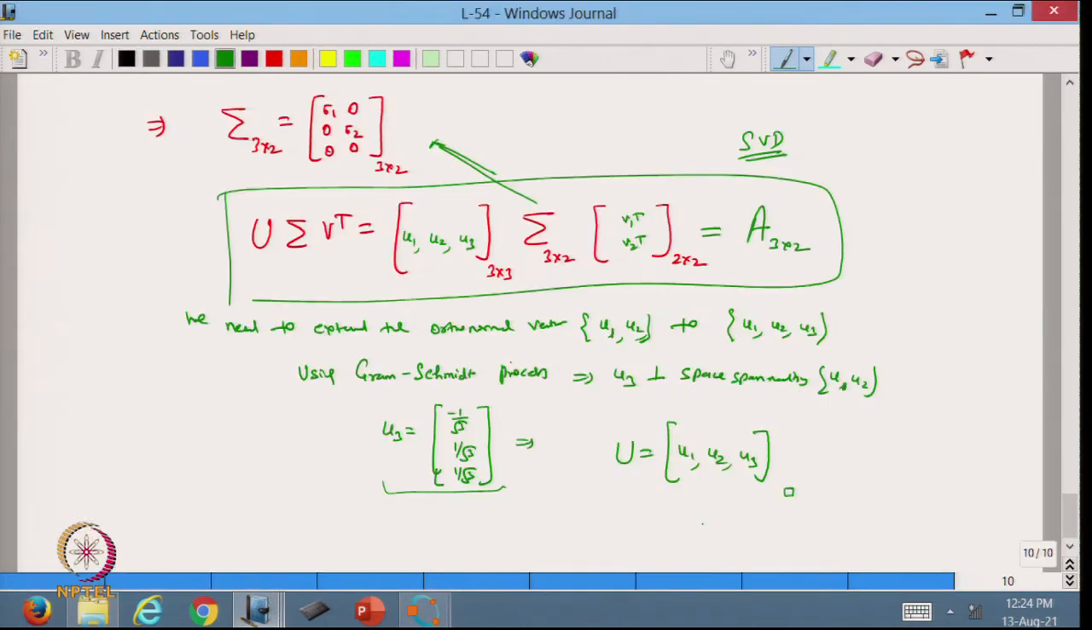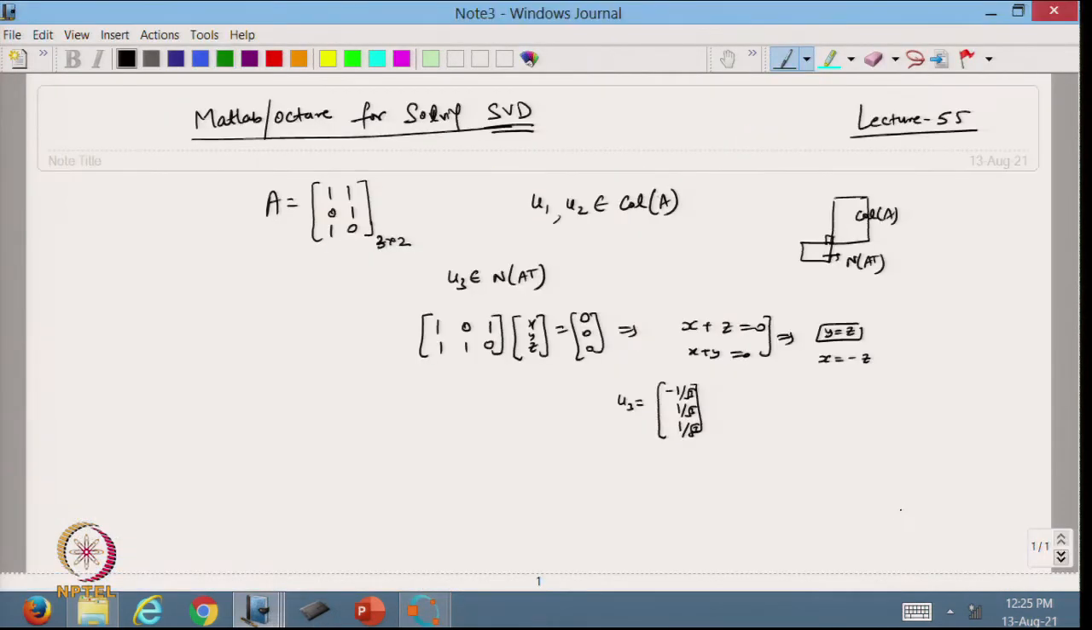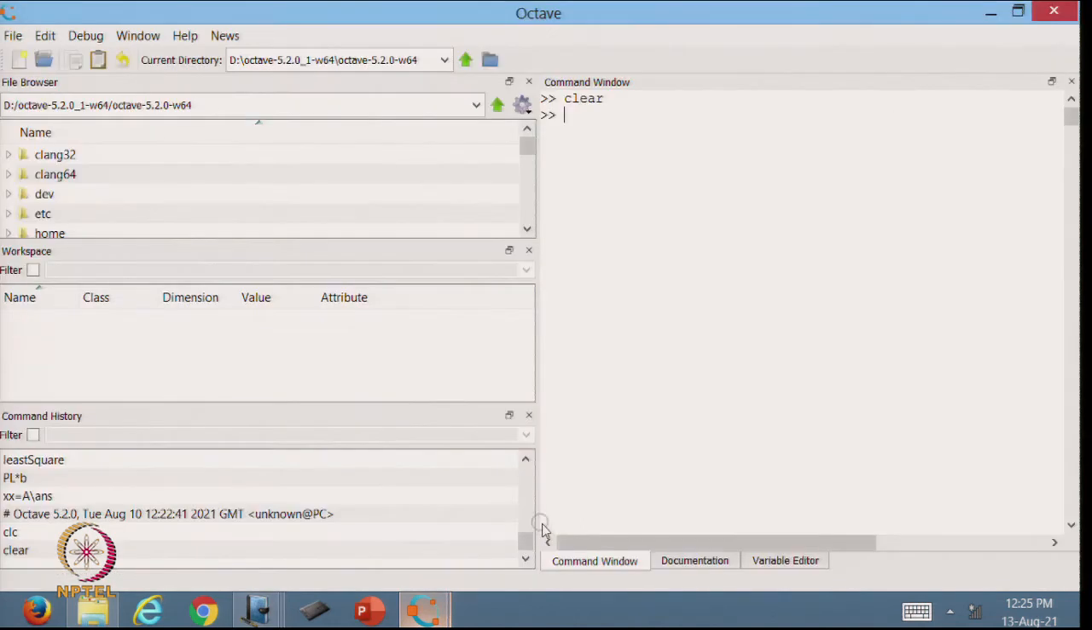The same U3 I have taken here can also be found within the Gram-Schmidt process, but we can do it this way also. So now we are able to find U3. Let us see how we can verify whether what we have done is right or wrong. Let us take the help of Octave.